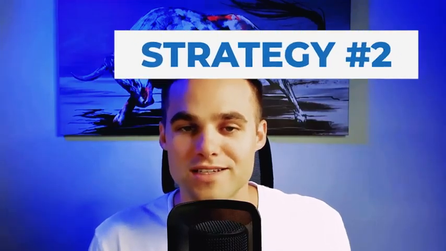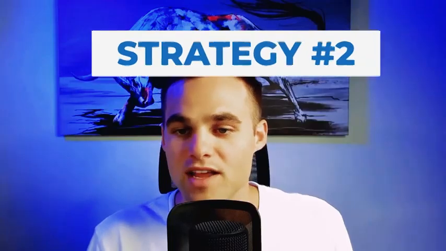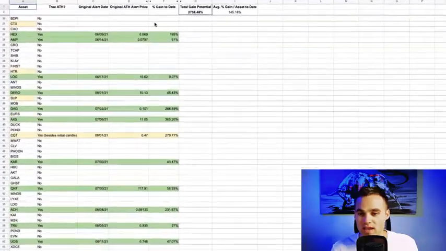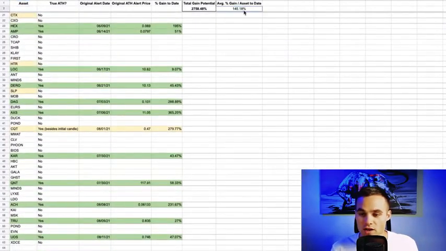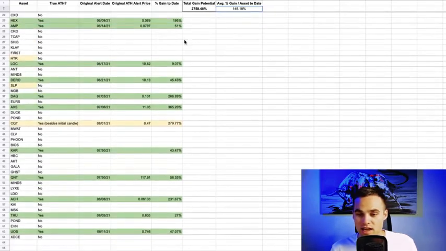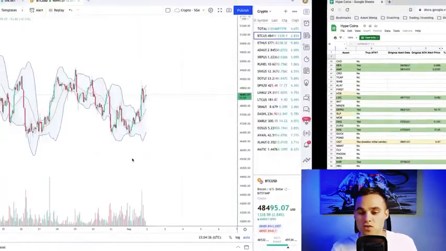Now, the second one is something that I'm a lot more excited about. This strategy, since we've been tracking it, has on average done about 145% gain per trade, which is crazy. When this happens, it goes nuts. As you can see here in green, here are all the trades that were winners. You can see 195% gainer, 51% gainer, 9%, 45%, 288%, 365%, 279% gainer. There are these huge, massive gainers.